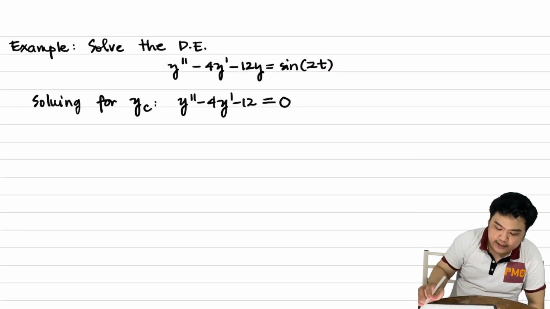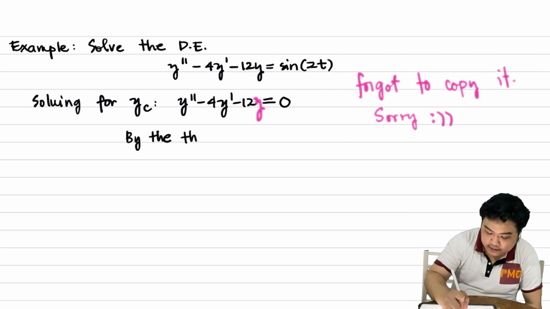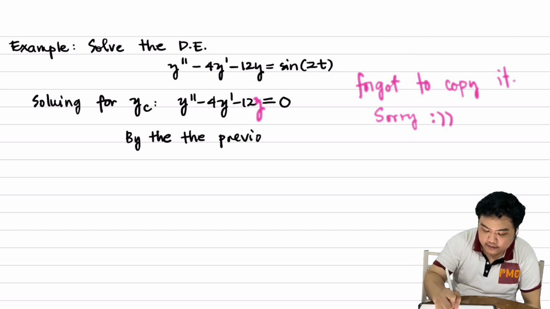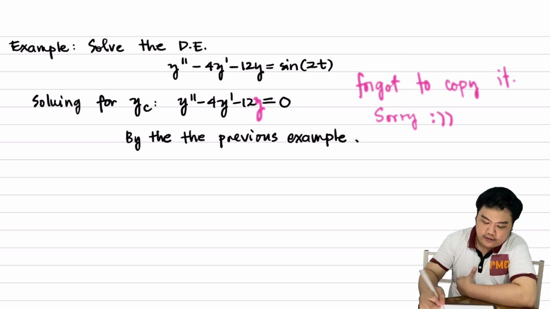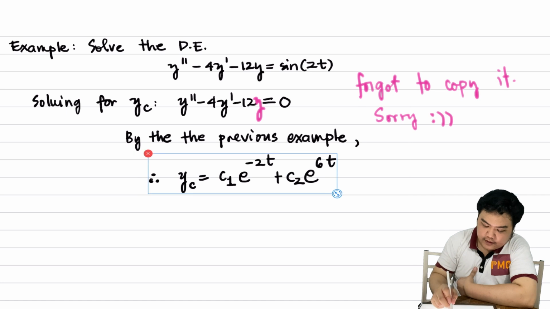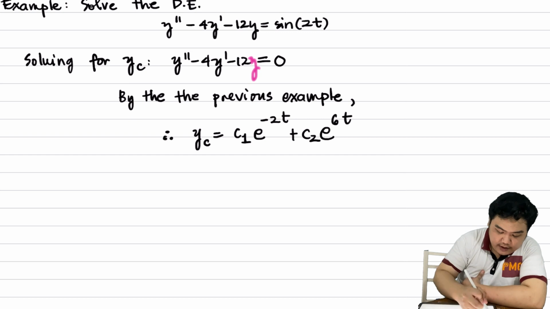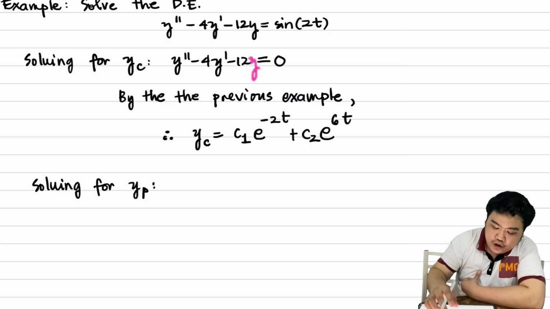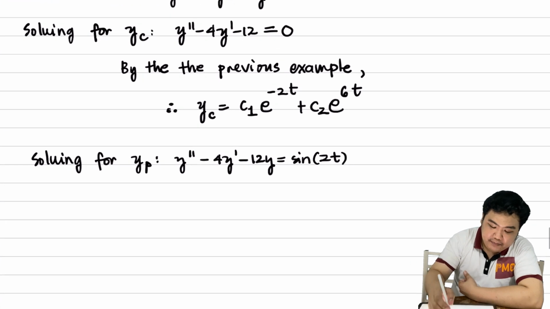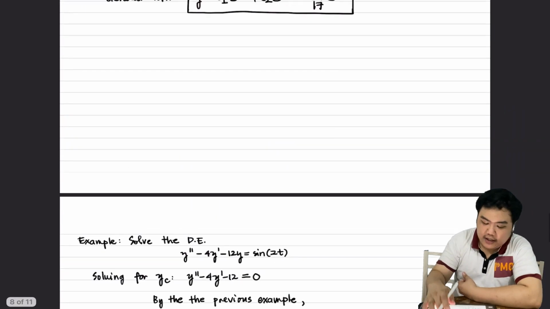So, by the first item, by the previous example, kasi ang mahirap talaga dito yung pagsasolve ng particular solution. Okay, so ito na yung y sub c natin. So, libre na siya. So, next, solving for y sub p. So, let us copy the original problem. Okay, so to compute for y sub p, titignan nyo yung nasa right. So, this is sine 2t. Babalik kayo dun sa table natin.